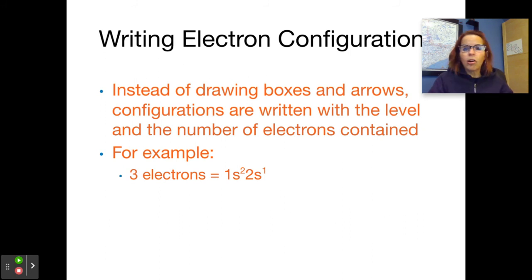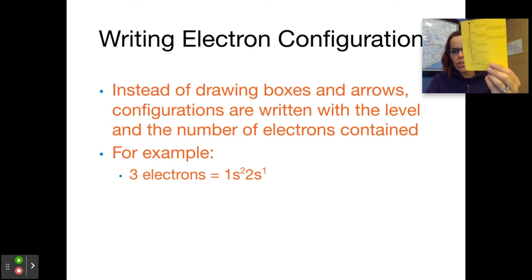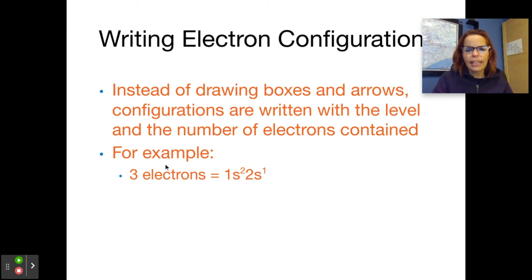Instead of drawing out the image this way, we can just shorthand it and say, in the 1s level, in the 1s orbital, there are 2 electrons. So that's where the superscript 2 came from. And then in the 2s level, which is the next one, there was only 1 electron in it. Done. That's my shorthand way of writing it.